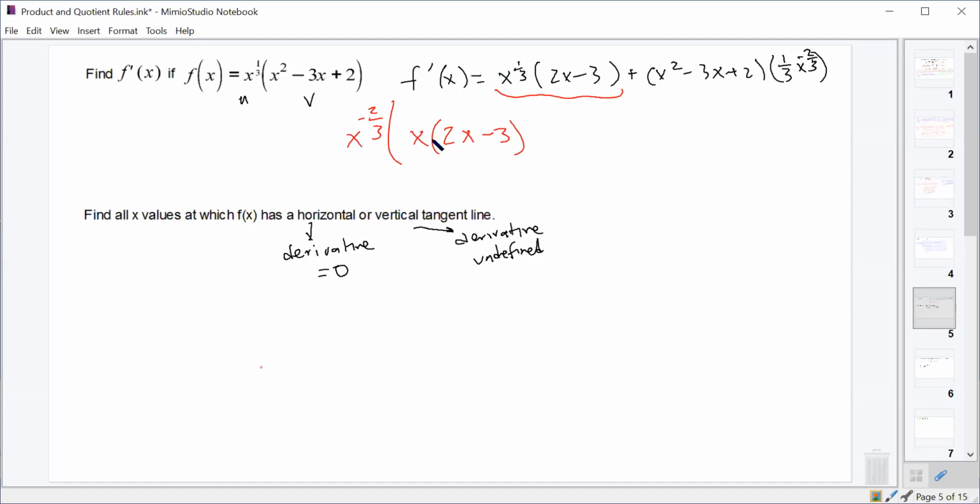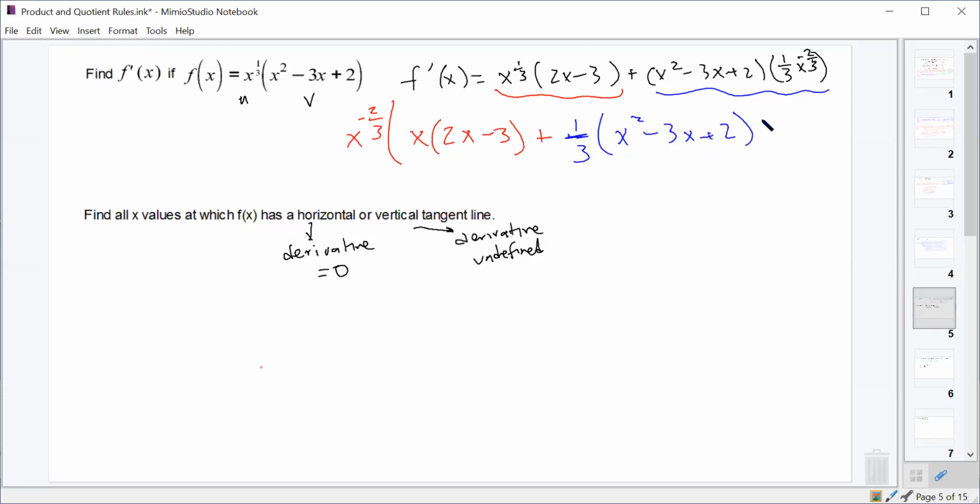Because if I distribute that x to the negative 2/3 in here, that becomes x to the 1/3 times 2x minus 3. What's left from the second piece of it? No, not sure where you got that from. If I take x to the negative 2/3 out of here, then that x to the negative 2/3 is just gone, right? And I have a 1/3 left. And I still have an x squared minus 3x plus 2.